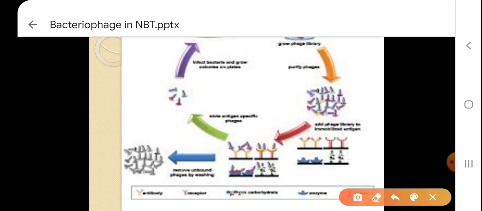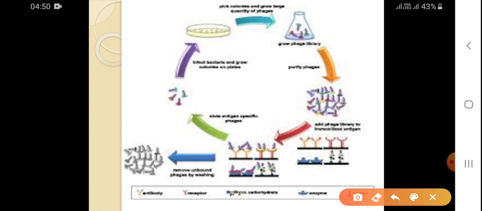Now this is the biopanning technique, the schematic representation of the biopanning technique. So let us start with this cycle. This is the phage library. Phage library means there is a collection of bacteriophages which display, as I told you already, the foreign protein on their surface. From this phage library, you are isolating or purifying the phages, the second step.